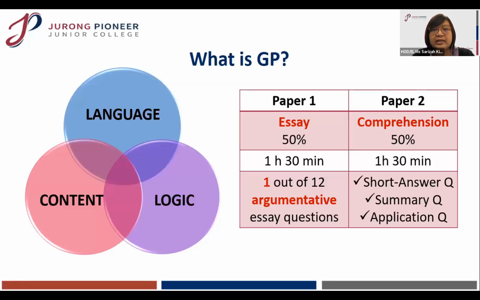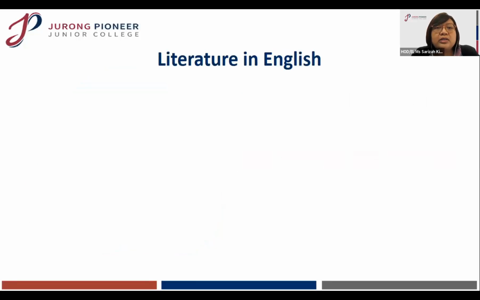All right, so in summary, GP is a subject that tests language, content, and logic, as opposed to O-level English, which only tests you on your language. All right, and then you have two papers for the subject. Okay, so this is GP. All right. So let's go on to literature in English.